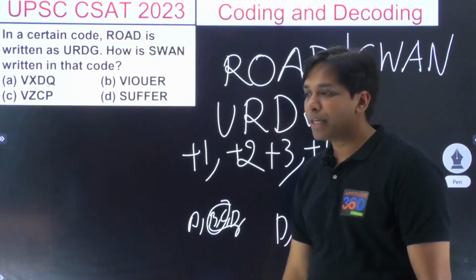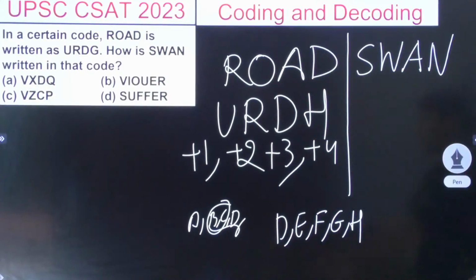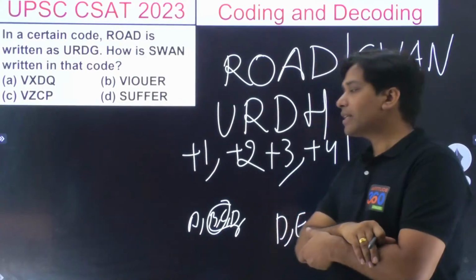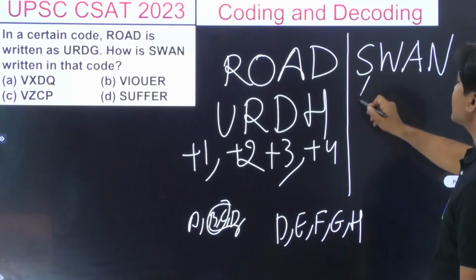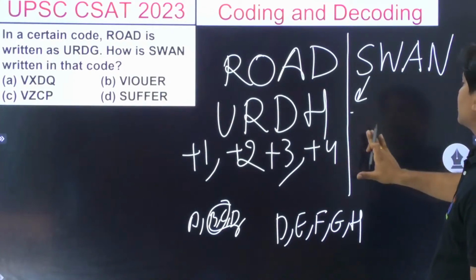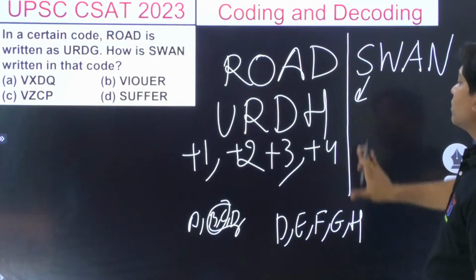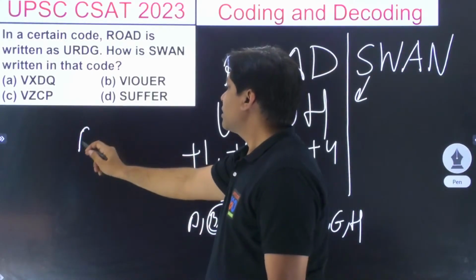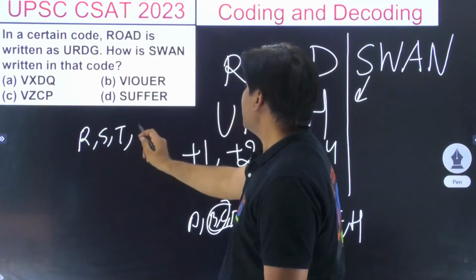R, U, +1. This is +2. Do we have the same pattern? Is it the same pattern? Aradhana and Muskan and Vishal, you guys are getting the right answer. What do we have to do? R to U. R S T U.